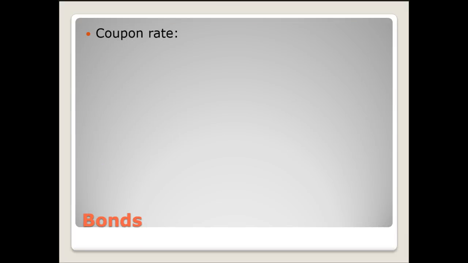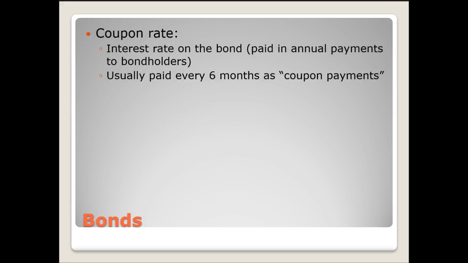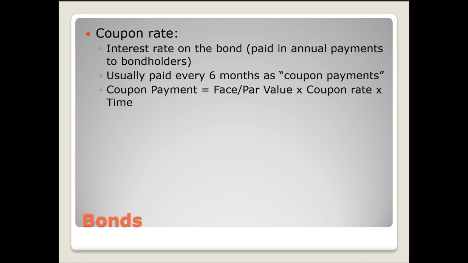The interest rate on bonds is called the coupon rate, and that's the interest rate that the bond issuer will pay to the bond holders for every annual period. They usually break down that annual coupon payment into 2 per year, every 6 months. A coupon payment is calculated by taking the face value or the par value of the bond times the coupon interest rate times the amount of time. So if it is paid in semi-annual payments, which is every 6 months, it would be the face value times the coupon interest rate times 6 divided by 12.